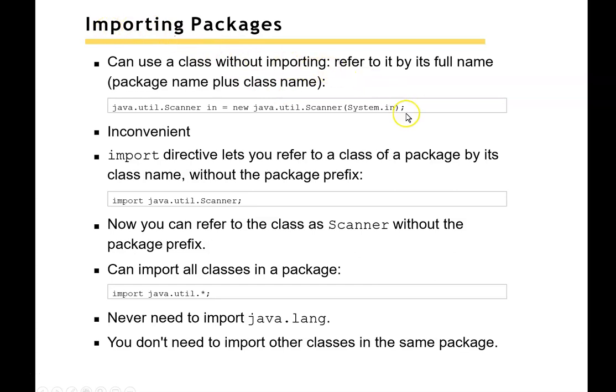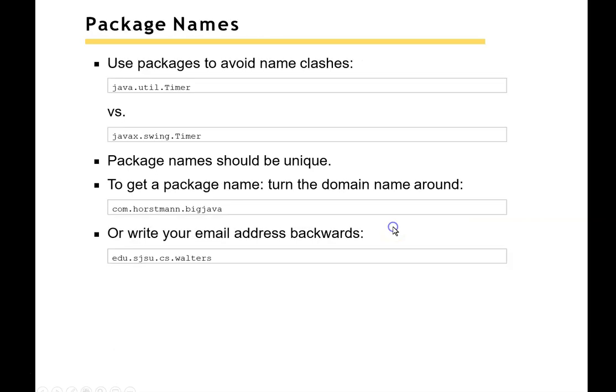Importing a package. You can use a class without importing by referring to its full name, java.util.Scanner. However, that's clunky and inconvenient, so you can use import to make it much shorter. Import java.util.Scanner. Now you can reference the class as Scanner without all the extra. You can import all the classes in the package by using the asterisk. java.lang is built in. You don't need to import it, and you don't need to import other classes in that same package.